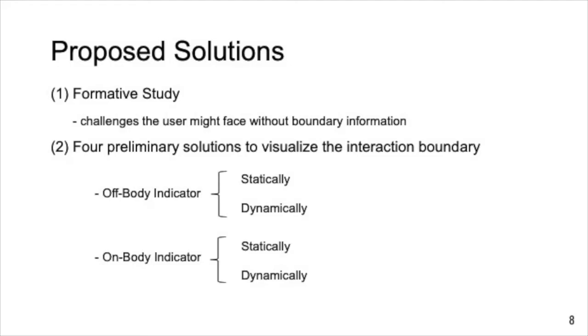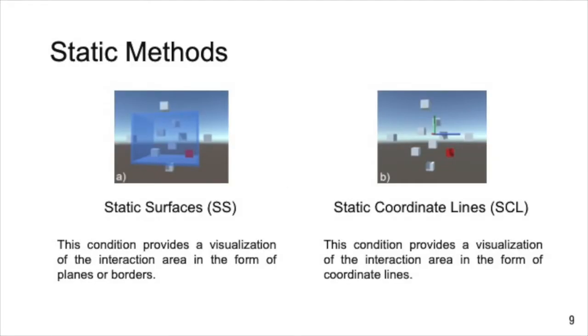To understand how to provide such boundary awareness methods and their usefulness, we explore our preliminary solutions being provided statically and dynamically. Static surfaces. This condition provides a visualization of the interaction area in the form of planes or borders. The surfaces are shown in blue but with 40% opacity to allow users to still see through them. Blue is selected because it works well in indoor environments with white walls, which is our experimental environment setting.